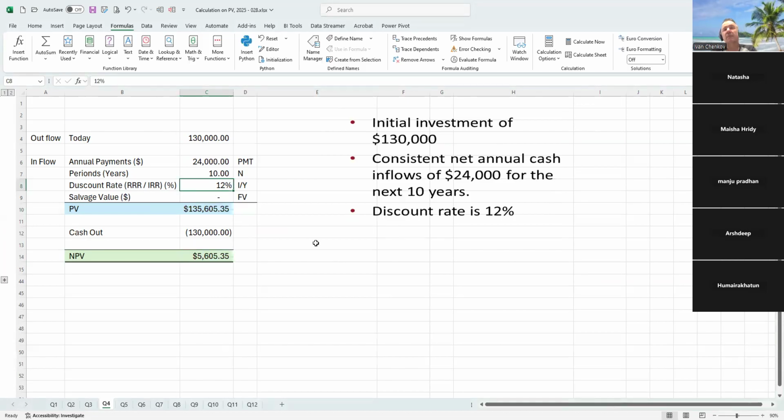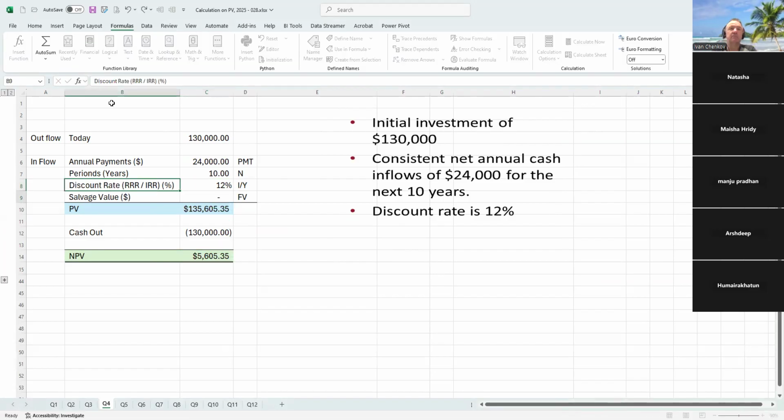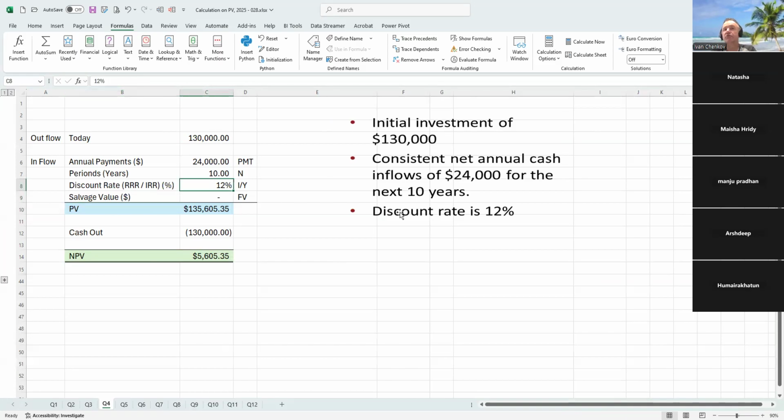Now, what's going to happen if I increase the interest rate or discount rate? What's going to happen with my net present value? What do you think? Your net present value will decrease. Let's see if that's true. If we put here 13, the net present value decreases. If I go further, what's going to happen? It's going to become negative.